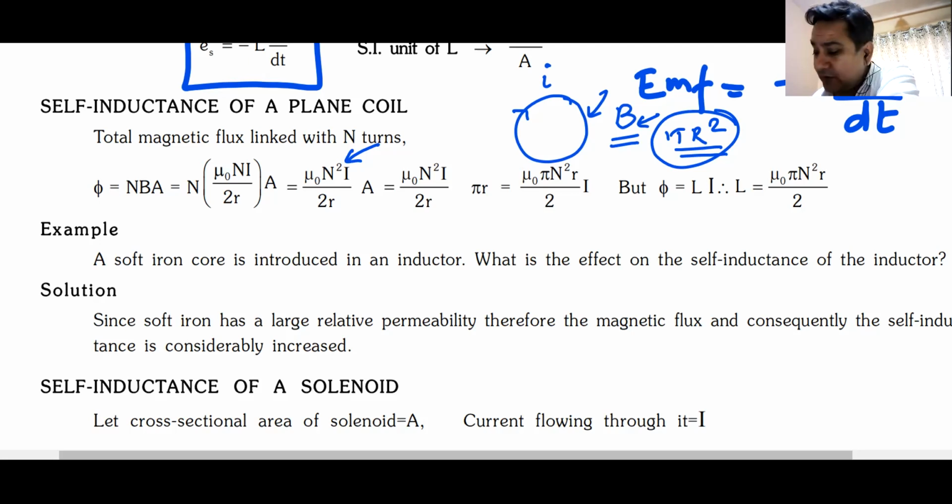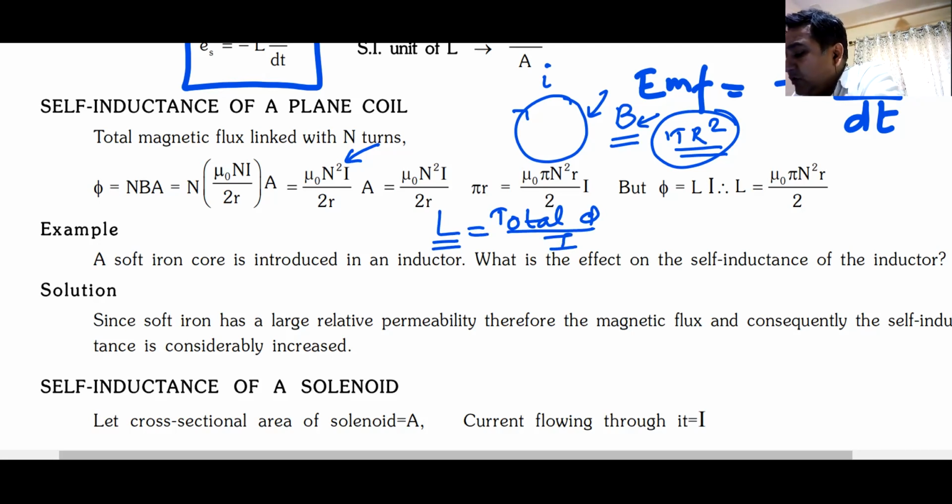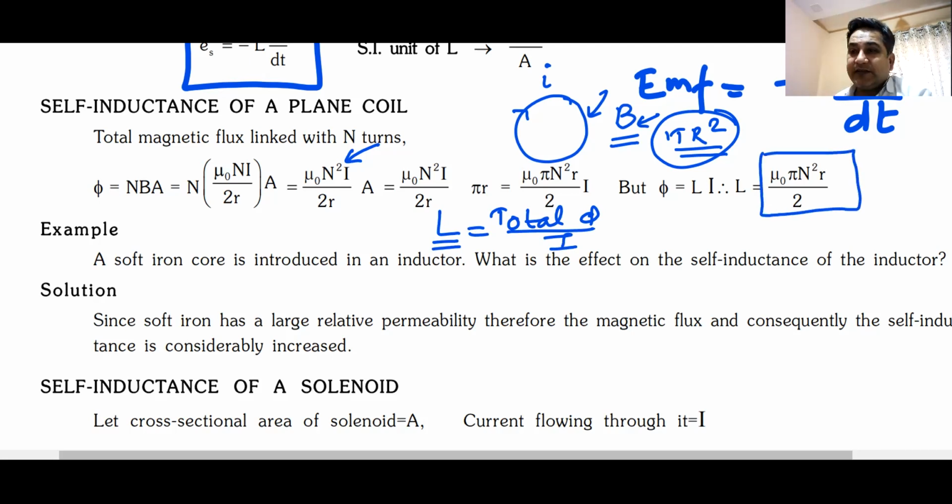To find the self-inductance, you divide the total flux by the current I. Whatever is remaining in your hands will be known as the self-inductance of the coil. The self-inductance of a circular coil is given by this formula. I hope you remember this formula, yes or no? Can I have some reason that we understand this formula?